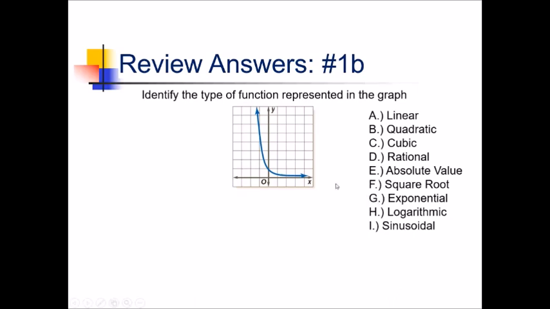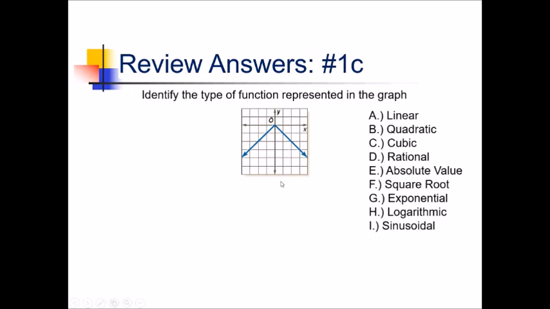Exponential it could be. We've got a horizontal asymptote right here on the x-axis, and we're going up forever. The normal exponential function kind of goes the other way, but this could just be an exponential that's been reflected. Definitely not logarithmic because there's no vertical asymptote. Definitely not sinusoidal. So we're going with exponential on this one, choice G.